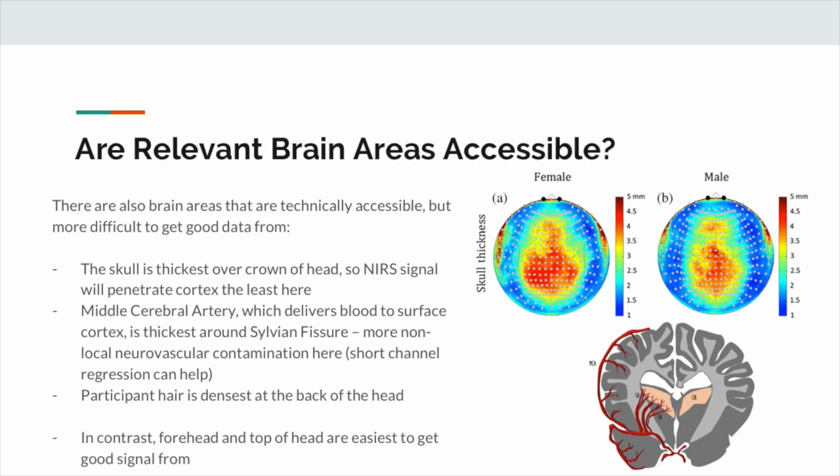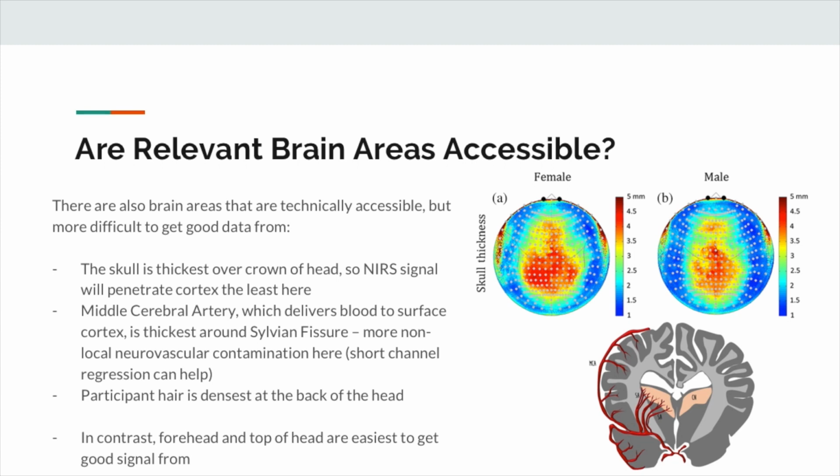Using what's called short channel regression can help with this. That's essentially a technique where you use one of those short separations to record a very shallow amount of activity, and it needs to be shallow enough that you're not getting any cortex activity. You're only recording neurovascular dynamics from blood flowing in the skin above your scalp. And then you can use that to regress out the neurovascular dynamics you don't care about in the deeper recording you took. So that can help.